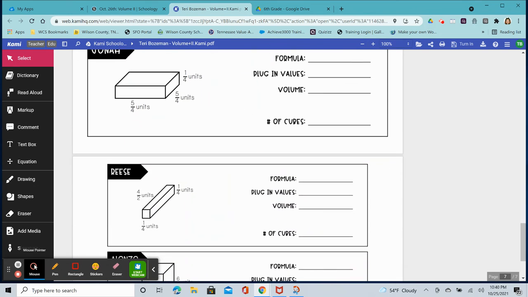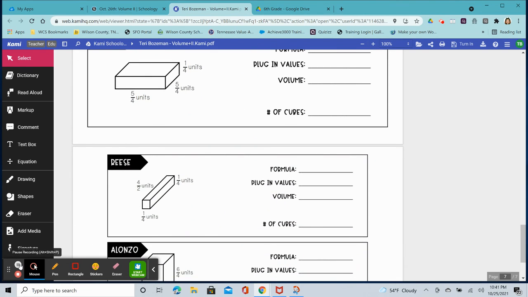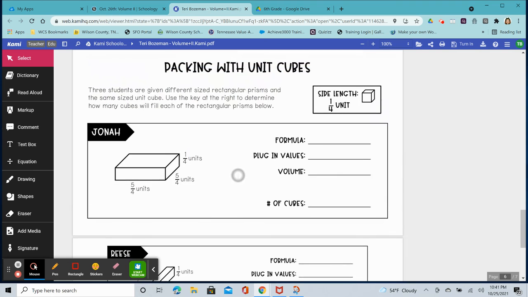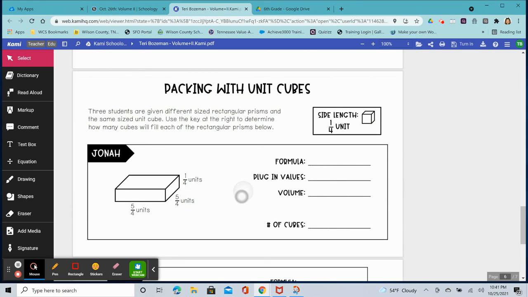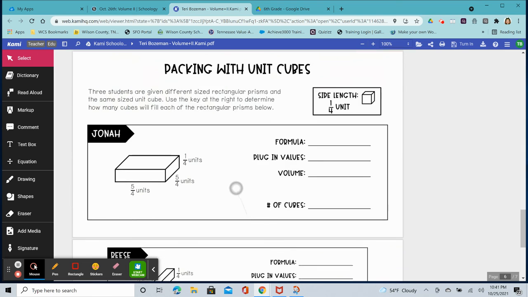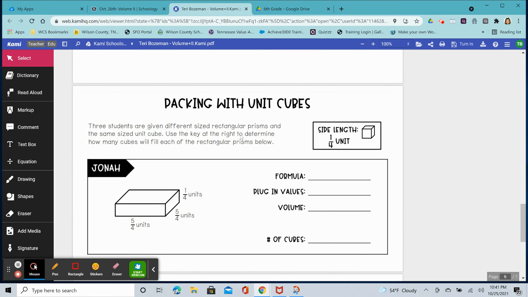The rest of this I would like for you to complete on your own. So you are going to finish the rest of this on your own. It says 3 students are given different size rectangular prisms and the same size unit cube. Use the key at the right to determine how many cubes will fill each of the rectangular prisms below. So this is the unit cube that they are given. So you'll find the volume of that one.